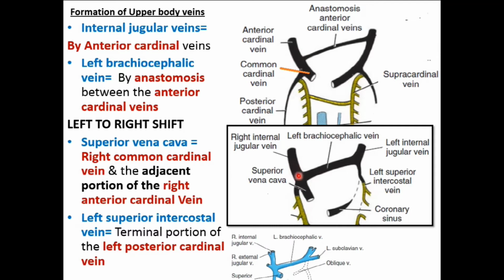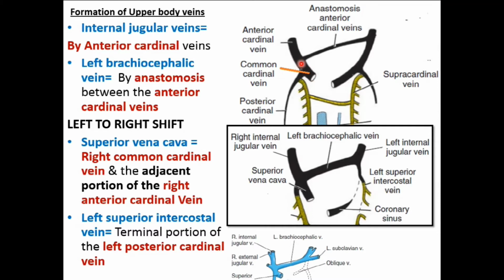On the right hand side, although they have not shown it in this picture, the part of the anterior cardinal vein which is joining the common cardinal, this portion will form the right brachiocephalic vein. Now, the superior vena cava is formed by the right common cardinal vein and the adjacent part of the anterior cardinal vein. Common cardinal, right, and the adjacent part of the anterior cardinal.